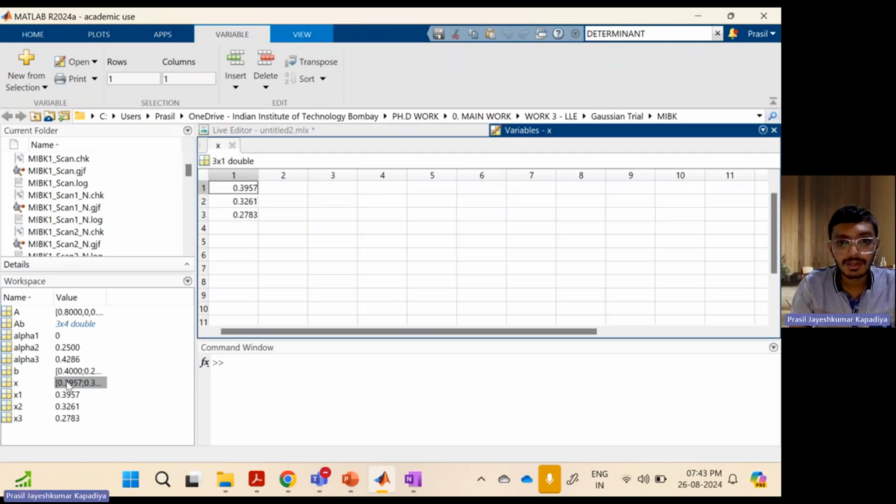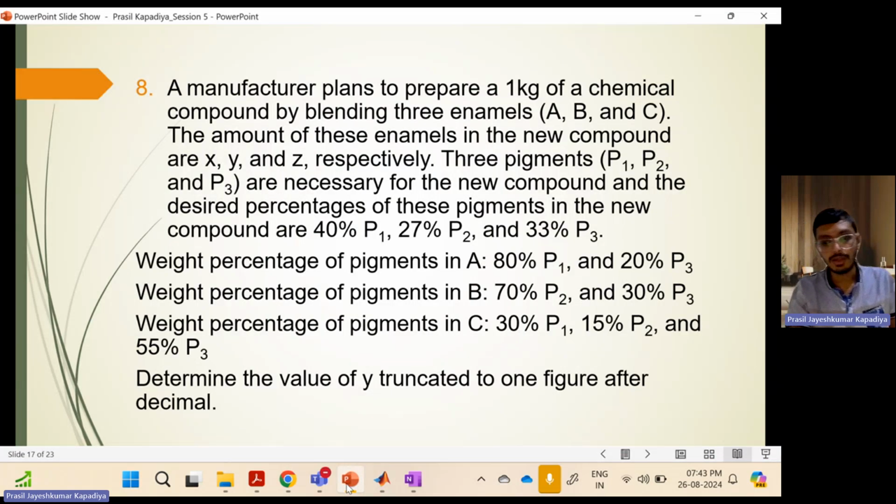So see my X matrix, same answer we are getting. Okay. So my next question.